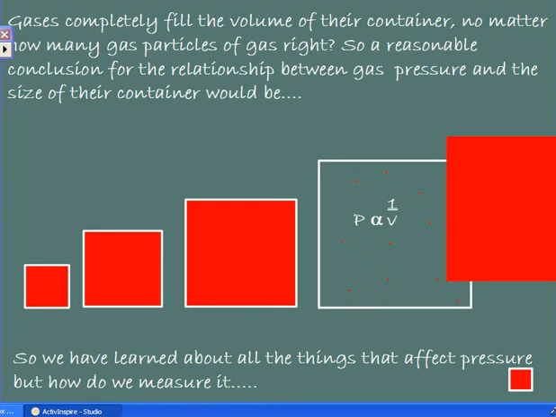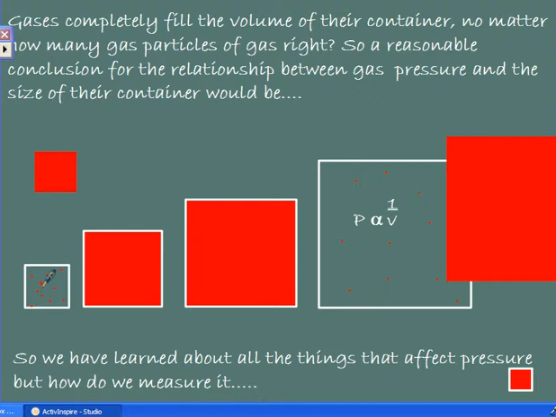But what if I went down to this teeny tiny little container and I put those same 10 molecules, or particles, in there? So now I've got the 4, 5, 6, 7, 8, 9, 10. I've put those same 10, they're not any bigger, they're not any smaller, they're the same size. And now they don't have as much surface area to bounce off of. So they're going to bounce off a bit more. So that increases the pressure. So now we've learned all about the things that affect the pressure.